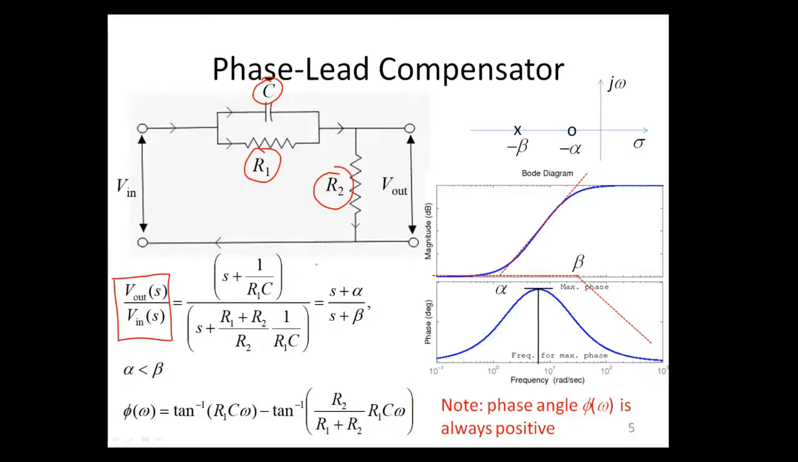By assuming that alpha is equal to 1 over R1C and beta is equal to this statement, we can see that the transfer function is now equal to S plus alpha divided by S plus beta. In order to have a phase lead compensator, the alpha value should be less than beta. Having alpha less than beta means that the imaginary plot for this transfer function will look something like this, where the alpha, which is a zero, will be placed rightwards of the pole, which is the beta.